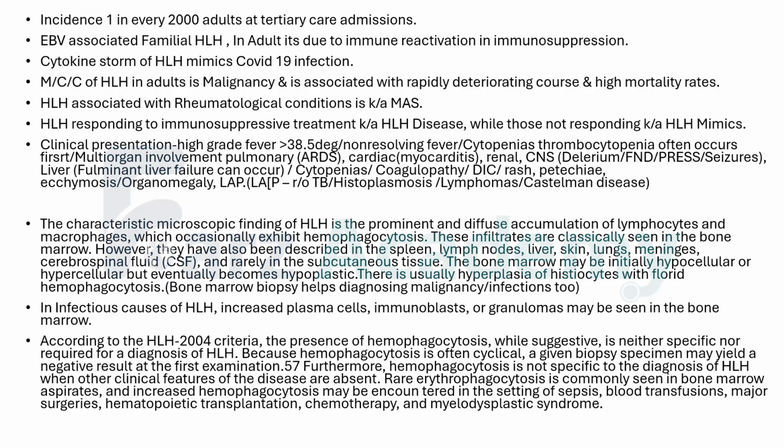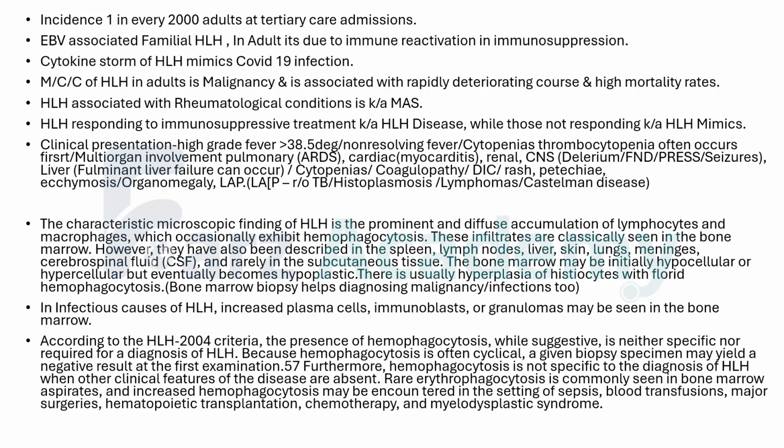You can get a bone marrow biopsy done at such low platelets. Infectious causes of HLH also increase your plasma cells, immunoblasts, and granulomas, and you can notice that in bone marrow. So by doing bone marrow, you can rule out other infections and some other lymphomas or some myeloproliferative disorders, sometimes, if you think they are mimicking your HLH-like picture.